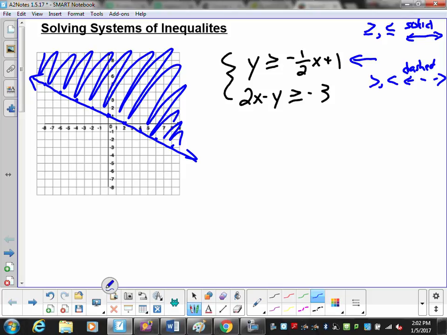Why'd you shade that again? Because of the inequality, if it was just y equals, all I would deal with would be the line. But because it's y is greater than or equal to, it's the line plus everything greater than that line.